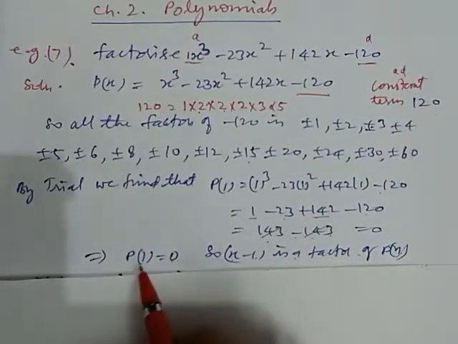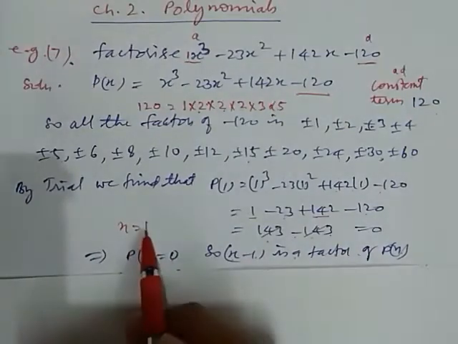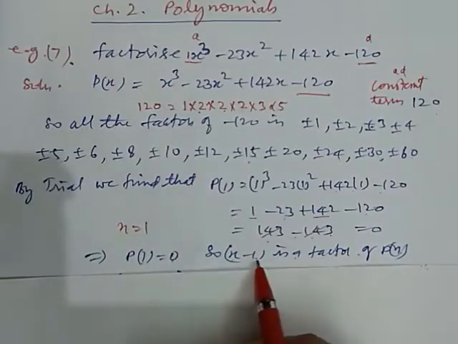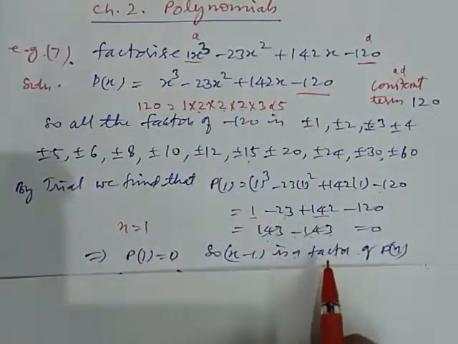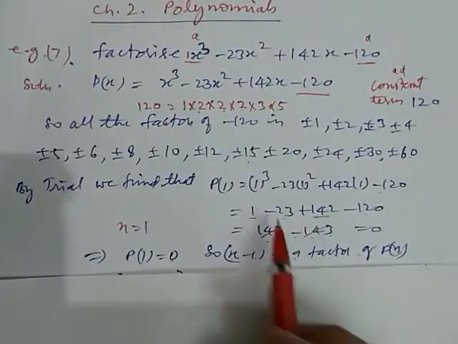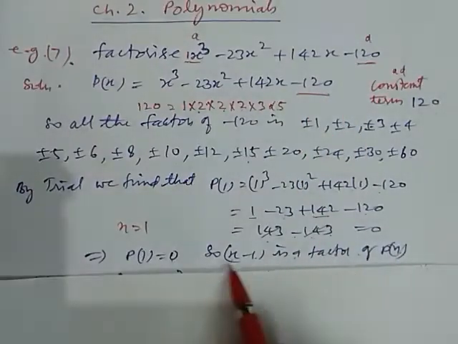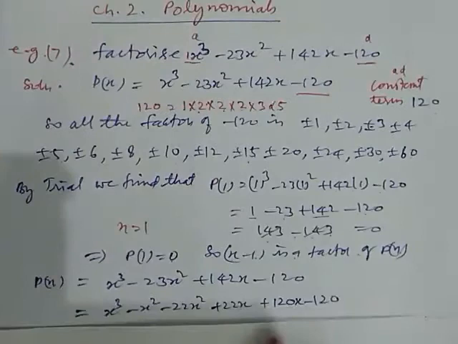How? We put x equal to 1, so bring this 1 to the left hand side, so x minus 1 equal to 0. So x minus 1 is a factor of this polynomial. Now what do we have to do? We just divide this polynomial by x minus 1, either by long division method or by this method.